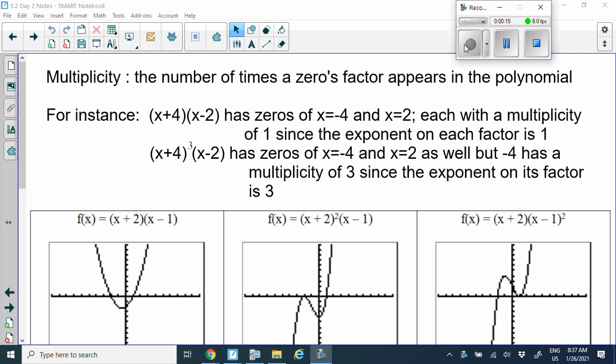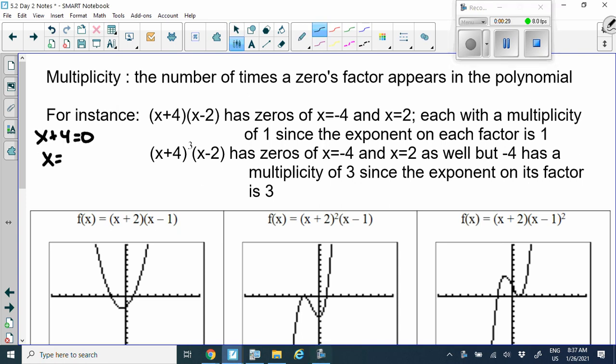So for instance, when we have x plus 4 times x minus 2, notice that has zeros of x equals negative 4. Remember, to get zeros, we just set the factors equal to 0. So I have x plus 4 equal to 0, so I get x equals negative 4. And I do the same thing with my 2. I do x minus 2 equals 0 and x equals 2. So that's how I get those zeros, each with a multiplicity of 1.